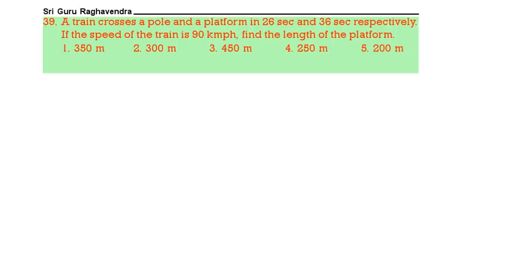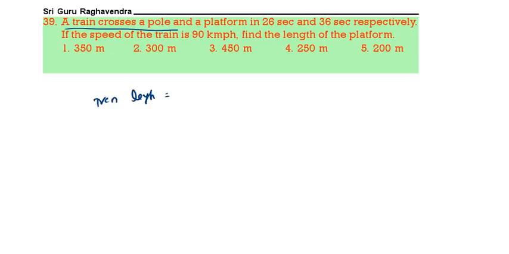A train crosses a pole and a platform in 26 and 36 seconds respectively. If the speed of the train is 90 km/h, find the length of the platform. First of all, whenever a train is crossing a pole, the train length itself is the distance. Now you find the train length.